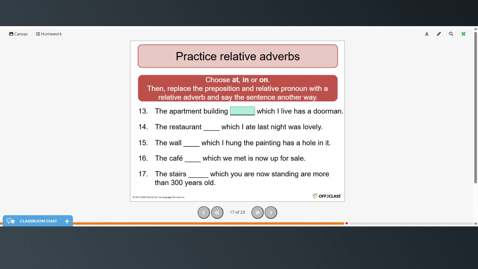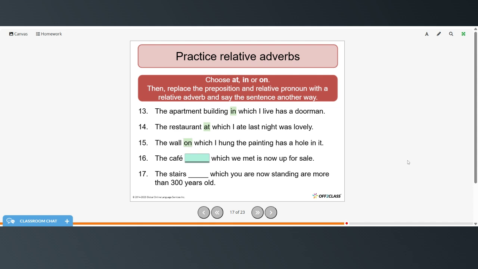So the apartment building in which I live has a doorman, or you could simply say where I live. So the in which could be replaced by where. The restaurant at which I ate last night was lovely. Again, you can replace at which with where. The wall on which I hung the painting has a hole in it. Again, you could replace on which with where.